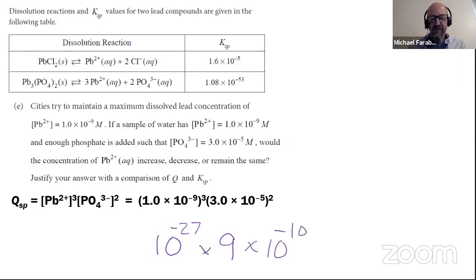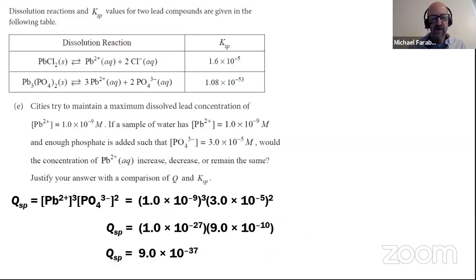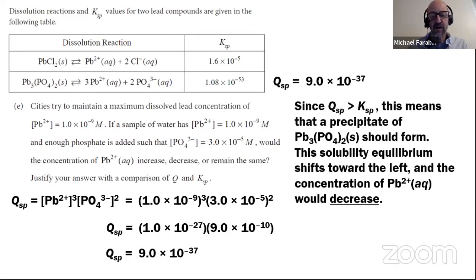Multiplying all these together, we get 9 times 10 to the negative 37. Okay, so that's a little bit of mental math. Comparing that to the KSP, we can see that even though 9 times 10 to the negative 37 is a rather small number on its own, it is larger than the KSP. So this means we are going to have a shift in the equilibrium toward the formation of a solid precipitate, and that would cause the concentration of the lead in solution to decrease.